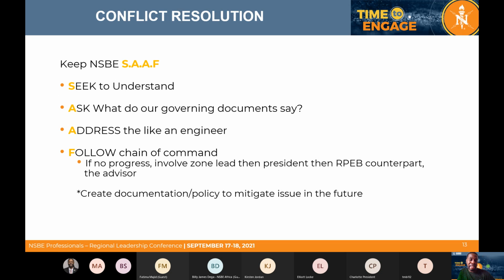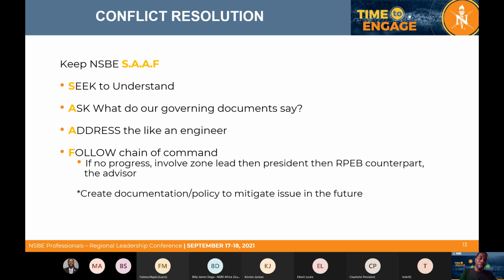Now, on any board, you're going to sometimes have conflicts, so you have to be able to resolve those conflicts. The way you can handle conflicts is to keep NSBE safe. What do you mean by that? First, seek to understand. Understand where the other person's coming from and their point of view, why they feel the way they do.